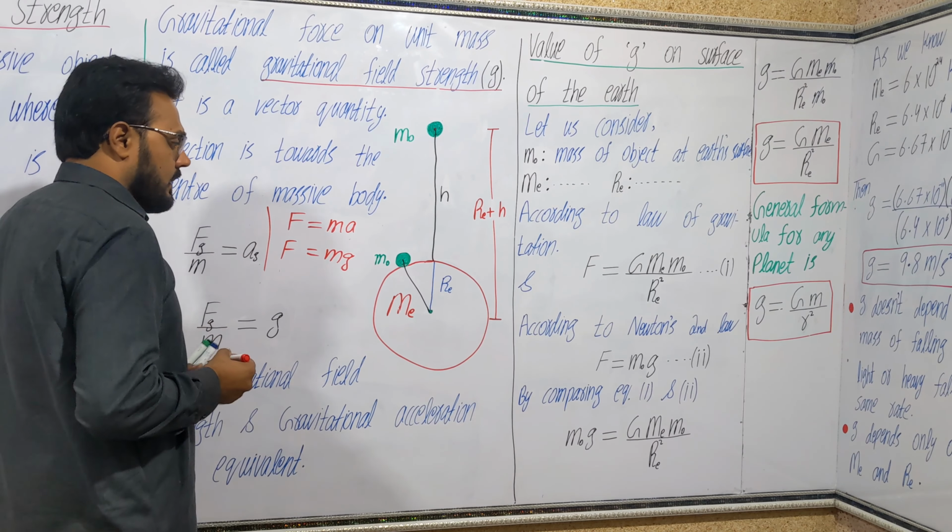So the general formula for any planet is this. This is the formula for the Earth. This is the general formula for any planet. Both are the same, GM over r square, but this is general and this is specific to the Earth.